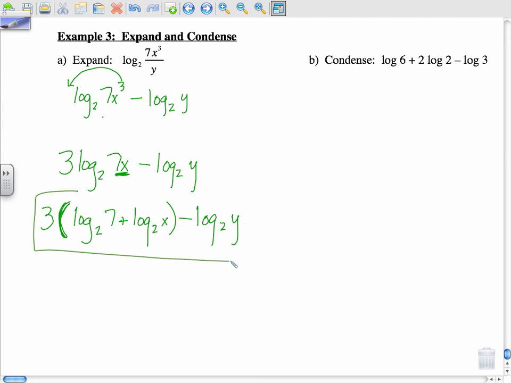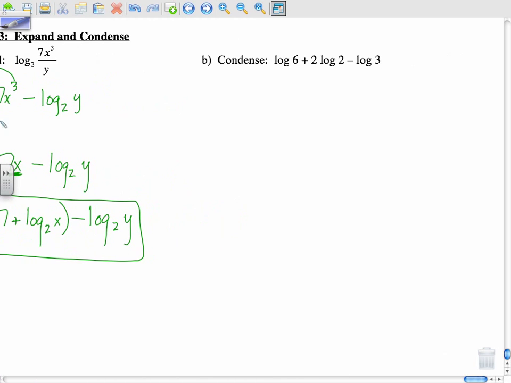There is nothing else I can do with this because I can't break 7 up into anything, I can't break x into anything, and I can't break this y into anything. So I'm good. That is expanding.